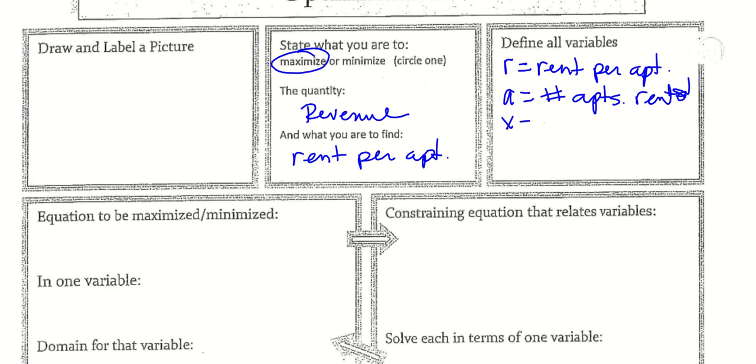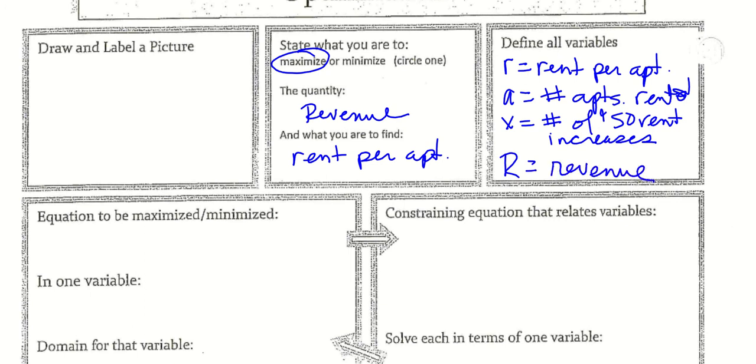Let's let X equal the number of $50 rent increases. And we're going to let capital R equal the total revenue, the total amount of money that comes into this realty company. So my equation to be maximized here is going to be the equation for the revenue, which is the rent per apartment times the number of apartments, R times A.